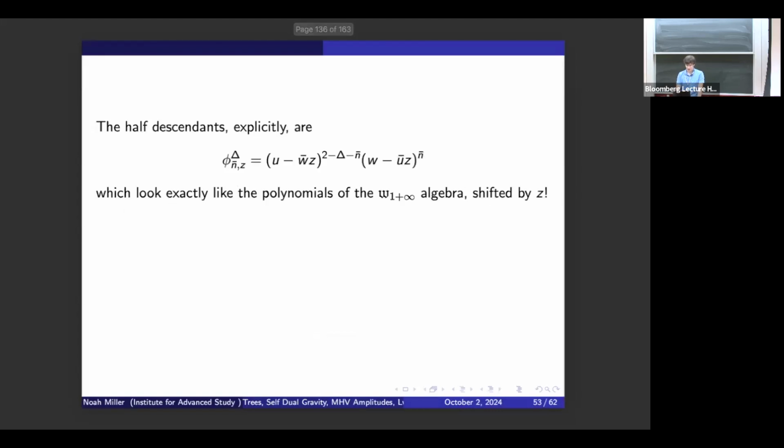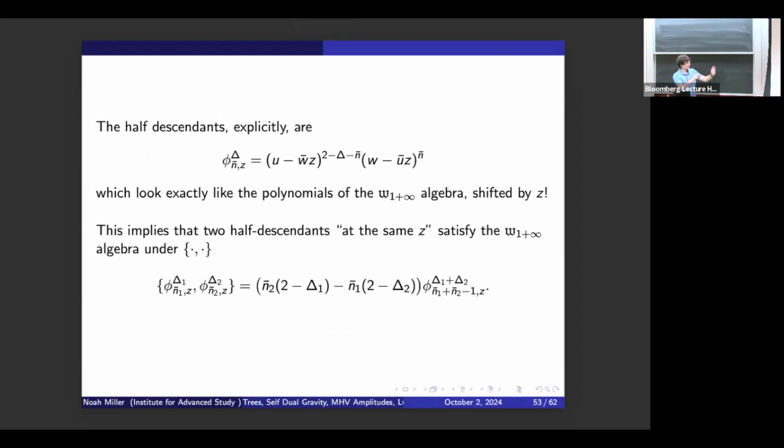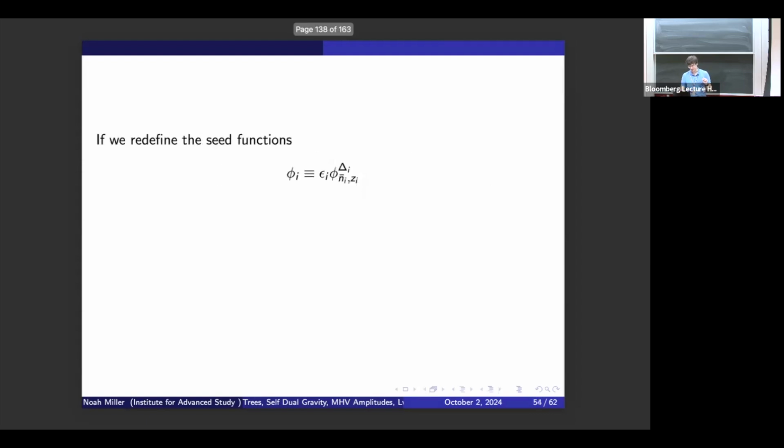And good. The half descendants in particular, if you write out what the function actually is, are exactly these polynomials in u and w, but shifted by z. So these are exactly the W1+infinity algebra polynomials shifted by z. That implies that if you have two wave functions, which can have different deltas and different n bars, but at the same z, and you take the Poisson bracket of them, they satisfy the W1+infinity algebra.